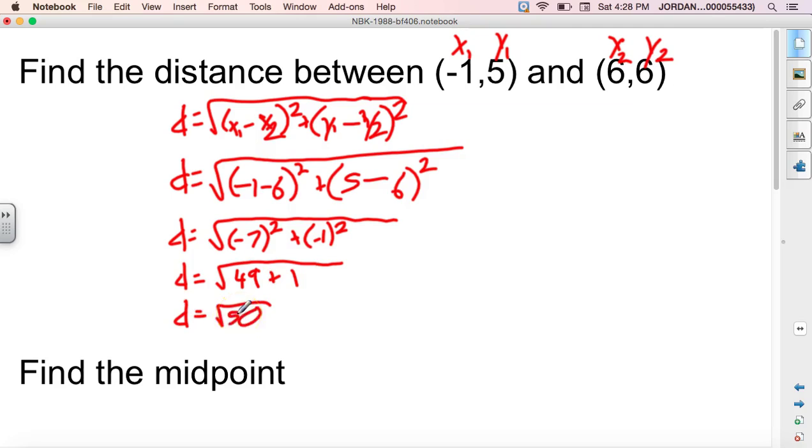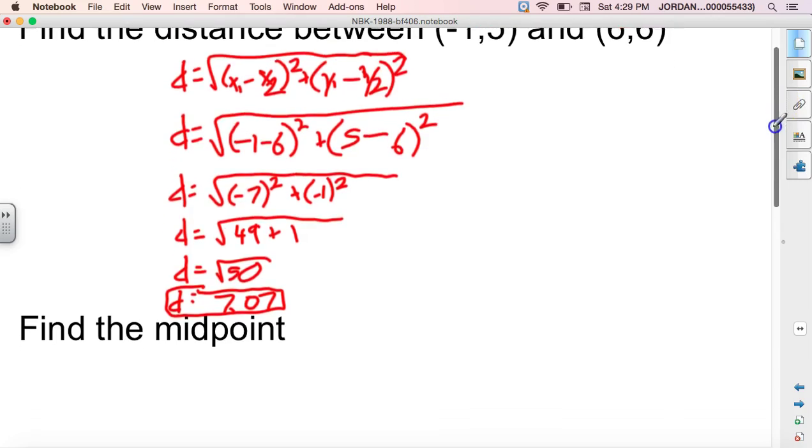Now we can figure that out as a decimal by just typing it in our calculator. And whenever you do, you should get 7.07 if we round it to the hundredths. Okay, 7.07 if you round it to the hundredths place. So this is the distance between those 2 points written as a decimal. Alright, let's find the midpoint between the 2 points real quick.